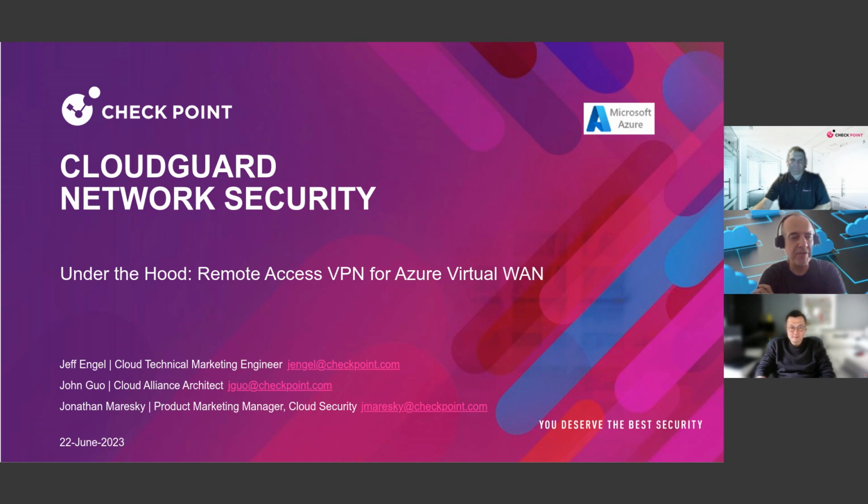This is, I think, session number 15 or 16, once every 2 weeks for Under the Hood, giving you a deep dive into one or more of the wonderful things that you can do with CloudGuard in order to secure your cloud deployments. This time, we're going to be talking about CloudGuard network security for Azure Virtual WAN, which was recently launched, and specifically about remote access VPN. And I'm going to turn it over to Jeff.